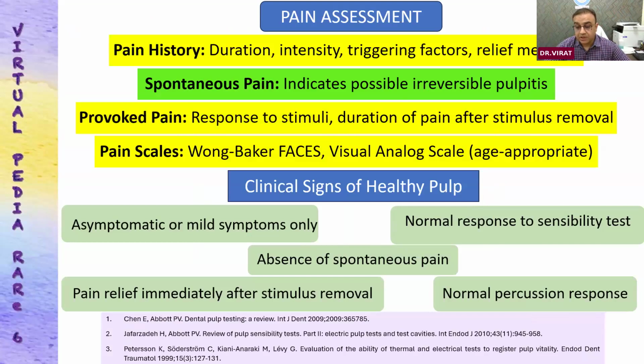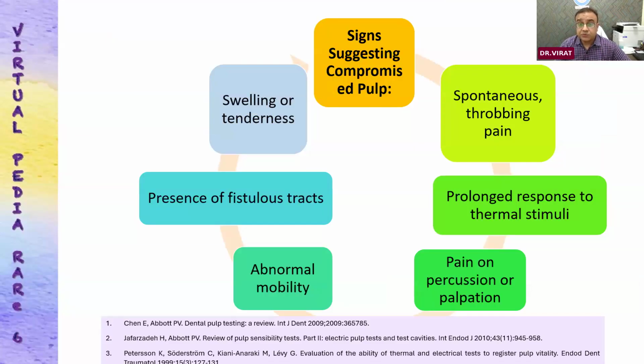The clinical signs of healthy pulp include asymptomatic pulps or pulps with mild symptoms, normal response to sensibility test, absence of spontaneous pain, normal percussion response, and pain relief immediately after stimulus removal. Let's see the signs which suggest a compromised pulp. First is spontaneous pain or throbbing pain, pain even after removal of the stimulus, then pain on percussion or palpation, abnormal mobility, presence of fistulous tract, swelling or tenderness.